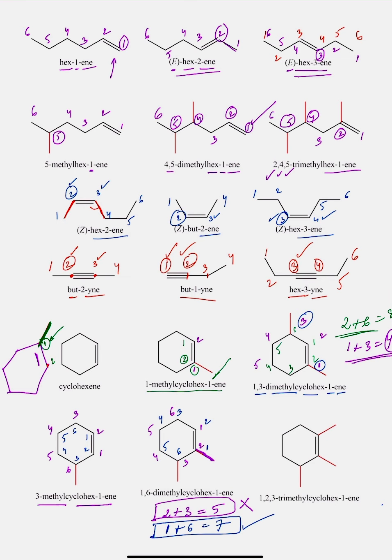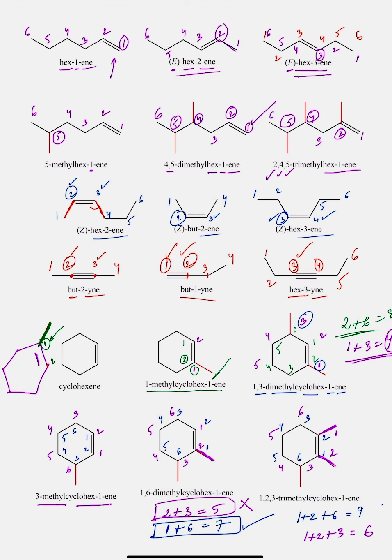In the next case, if I number according to blue, what is the sum? It's 1 plus 2 plus 6, which is how much? 8 plus 1, 9. So if I start numbering from here, 2, 3, 4, 5, 6. According to the purple numbering, what is the sum of locants? It's 1 plus 2 plus 3, which is equal to 6. There is a substituent here and there is a substituent here. So either way, one of the carbons which has a substituent attached gets number 1 anyway.